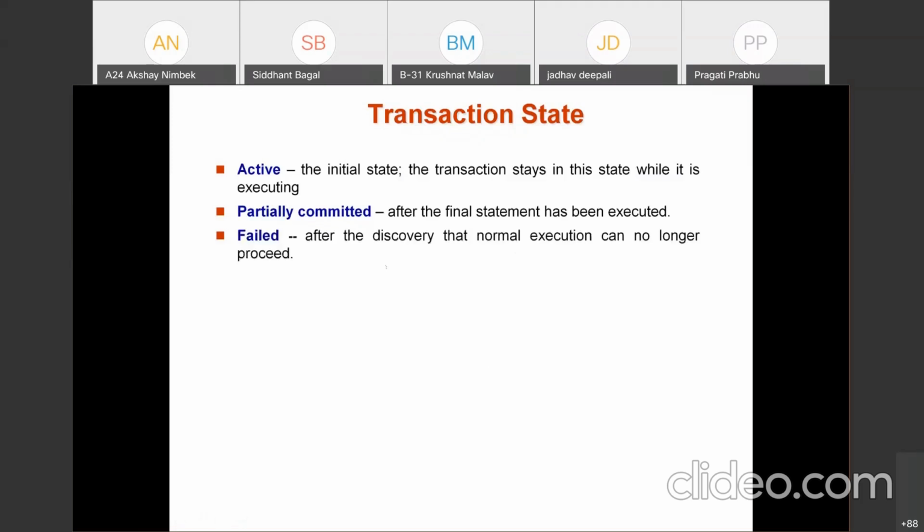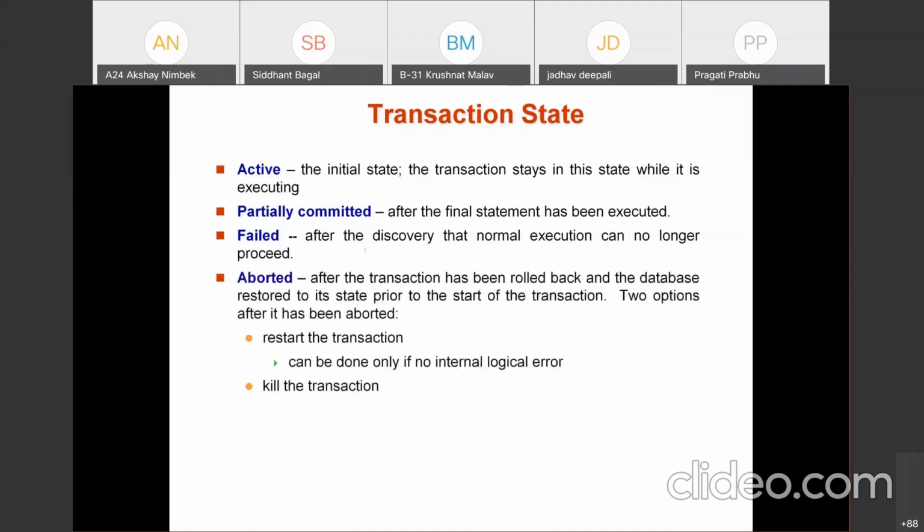Failed: after discovery that the normal execution can no longer proceed. If a failure occurs, system failure, disk failure, power failure, transaction failure, there are so many types of failures that we are going to study in the 6th unit. If because of some failure it is discovered that the transaction can no longer proceed with its normal execution, then we say it is in a failed state. Once it is failed, it enters the aborted state.